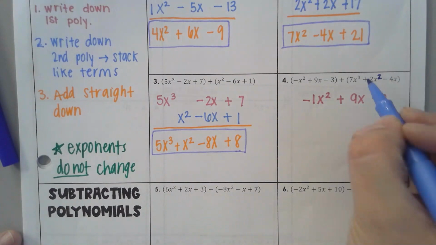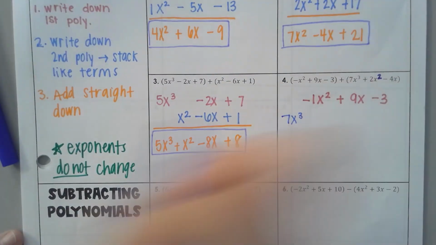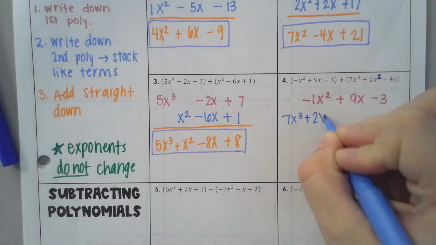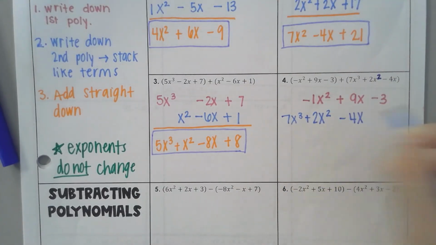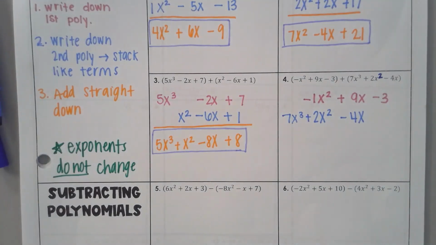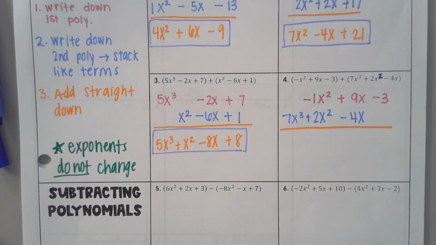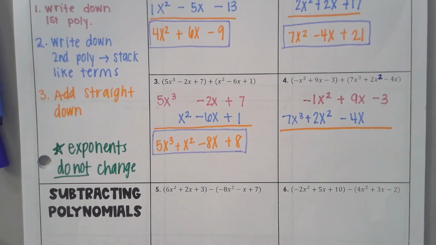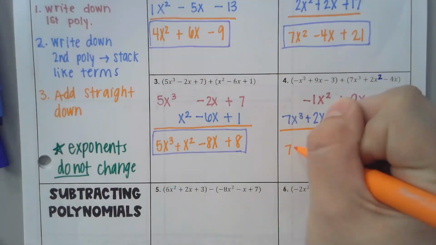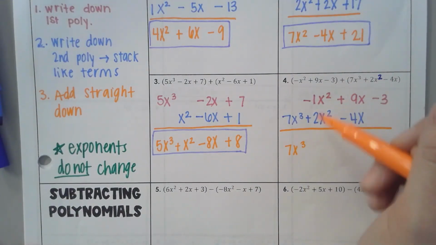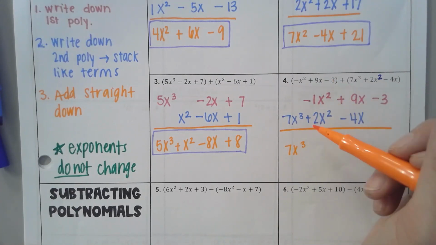And my second one, the 7x cubed, because we always want our exponents to go largest to smallest. That's why I want to put it in the front. Plus 2x squared minus 4x. And then we add straight down. 7x cubed. What's negative 1 and 2? Negative 1 plus 2. Positive 1.